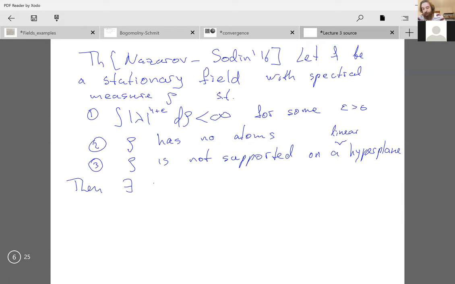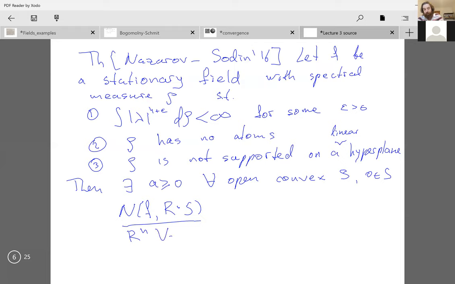Then there is a certain constant A, which is non-negative, such that for every open convex set S such that zero is in S, the number of nodal domains of F inside R times S, so we take our set S and rescale it to size R, you can think that S is just the unit ball and we look at the number of nodal domains inside a ball of radius R, rescaled by R to the n times the volume of S, so this means that we're computing the number of nodal domains per unit volume, converges to A almost surely and in L1.